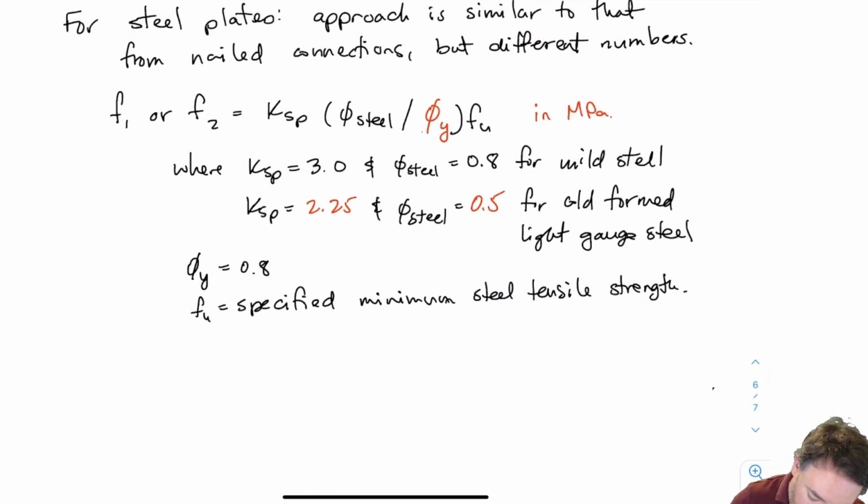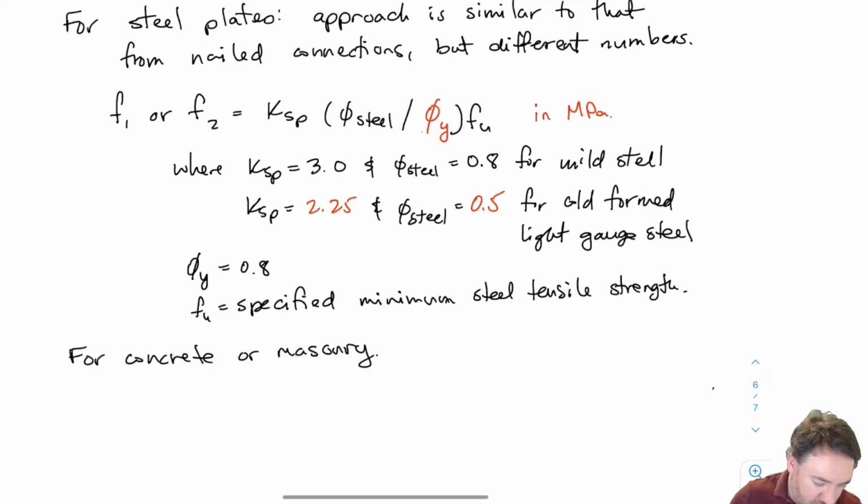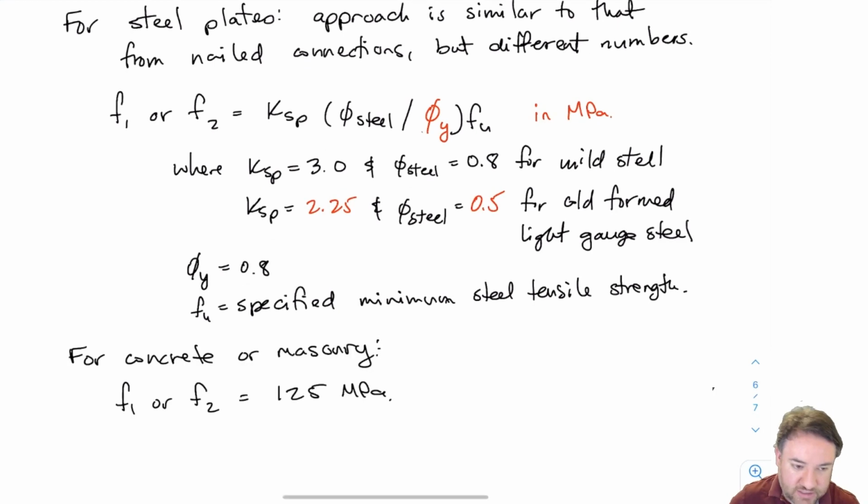Then if I have concrete or masonry, so let's say I had an anchor bolt embedded in concrete or masonry, like a foundation or something like that, and then I had my piece of wood on top, and that piece of wood was bolted, then I just use the F1 or F2 value of 125 MPa for the embedment strength of masonry. So this is not compression strength, this is embedment strength.